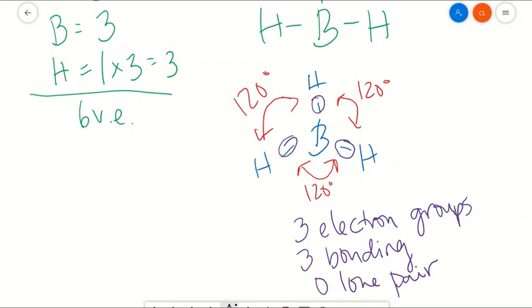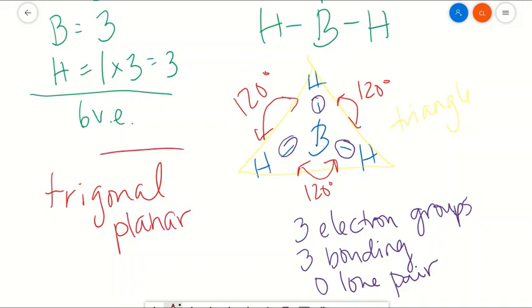So then we want to say, what's the shape of this? So let's just pretend we're in preschool and I want to ask you, what's this shape? So it looks like a triangle. And it's all in one plane. So if you turned it sideways, it would be all in one plane. So this one is called trigonal planar. And if you're following along with that table in the handout or in your book, you'll see that we have a trigonal planar shape here.